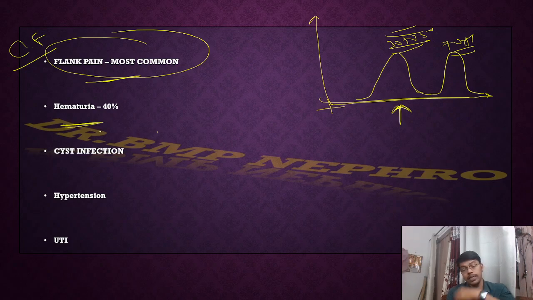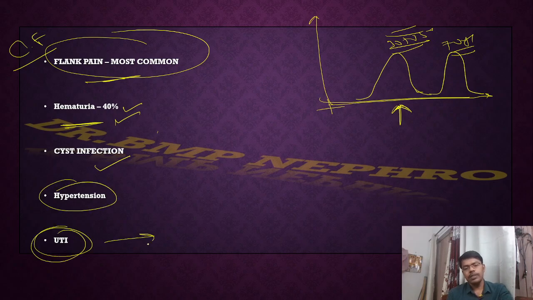Hematuria can occur in 40% of the patients. Why this hematuria? Cyst hemorrhage can happen, and blunt abdominal trauma can cause cyst hemorrhage. Cyst infection can happen. They are prone to hypertension. Because of the multiple cysts, recurrent UTI is common. The cysts have no direct connection with the drainage system, but the cysts are prone to infection.